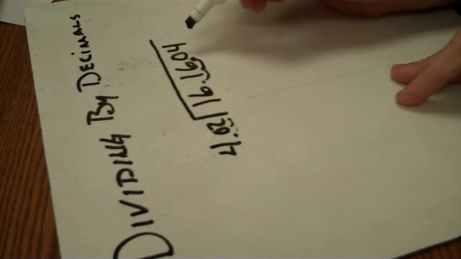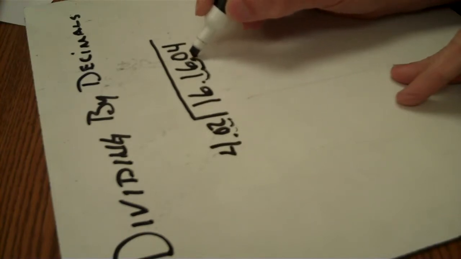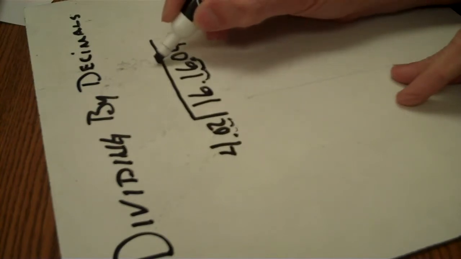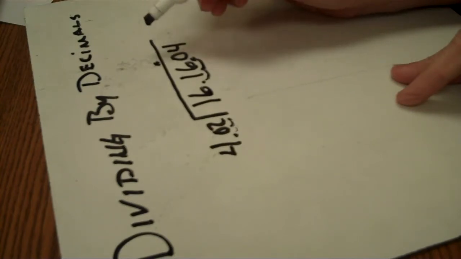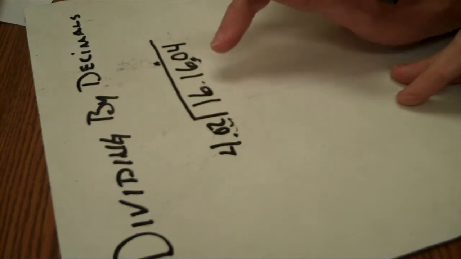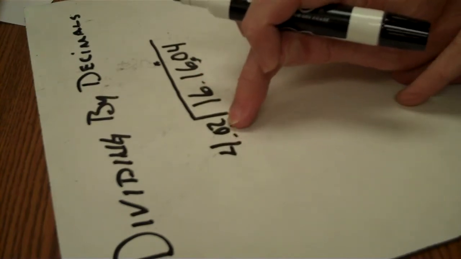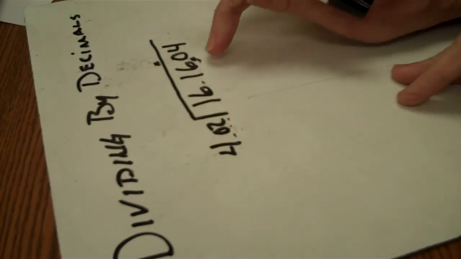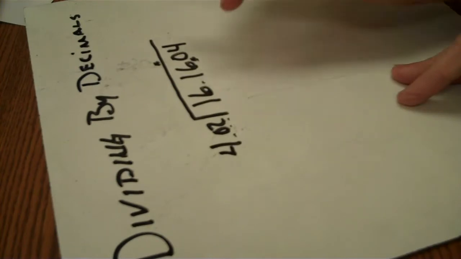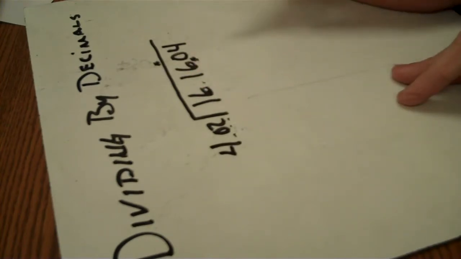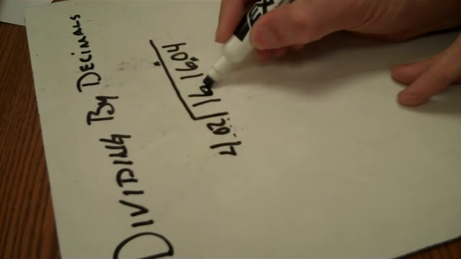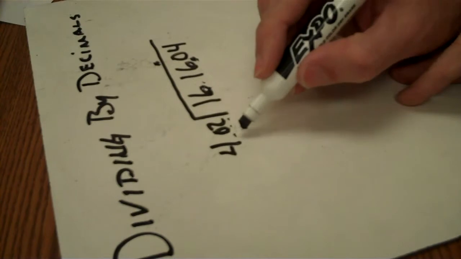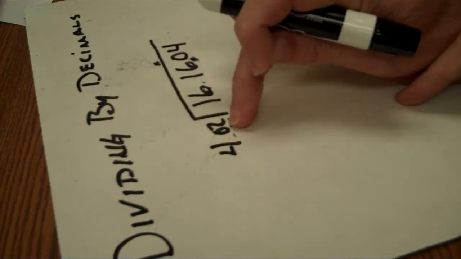It's going to be tough to see on the video, but the new place for the decimal is going to be in between the 6 and the 0. And then I'm just going to move it straight up. Okay? And then I don't have to worry about the decimal on the outside anymore, and the decimal is already in its proper place. So now what we're trying to do is we have 1616.04, and we're going to divide that by 4.02.